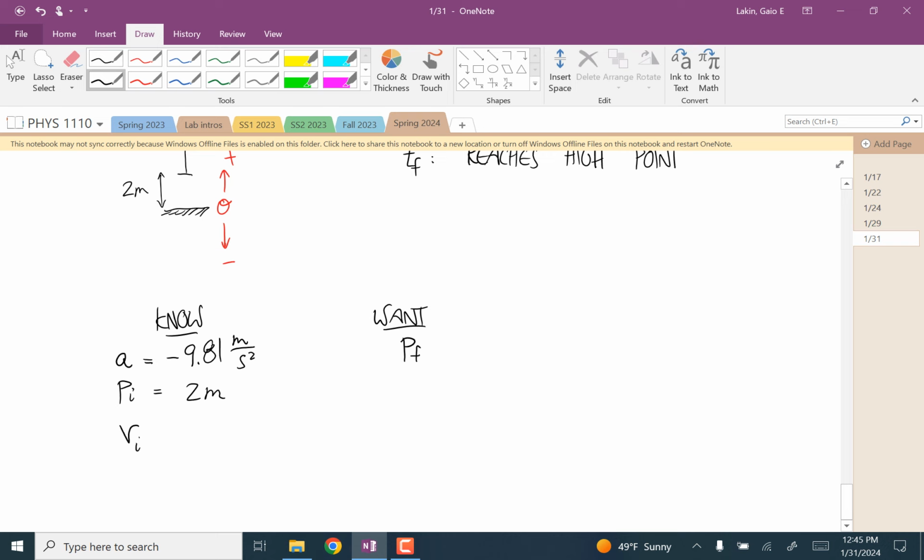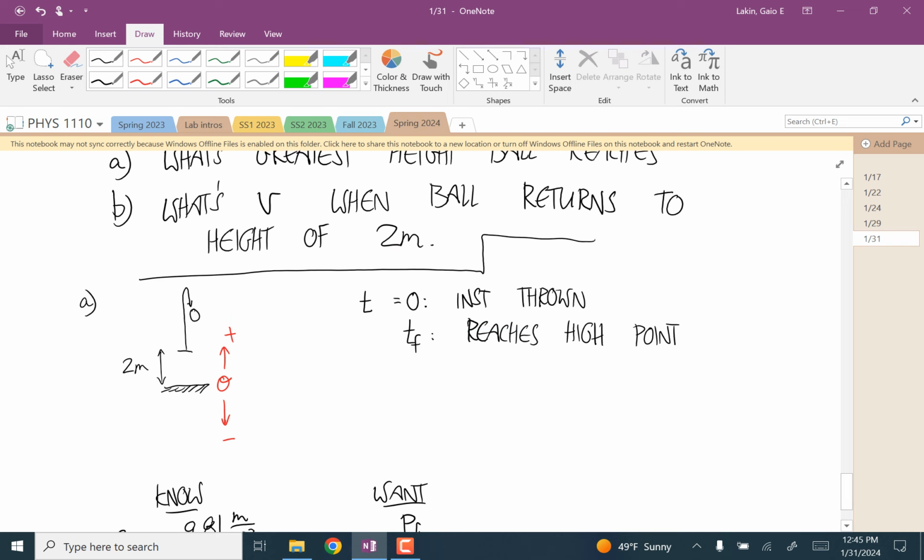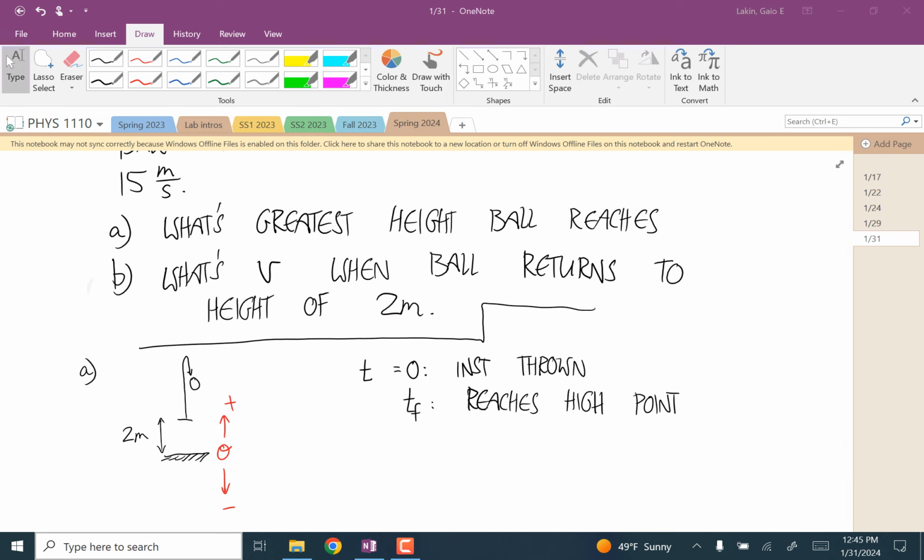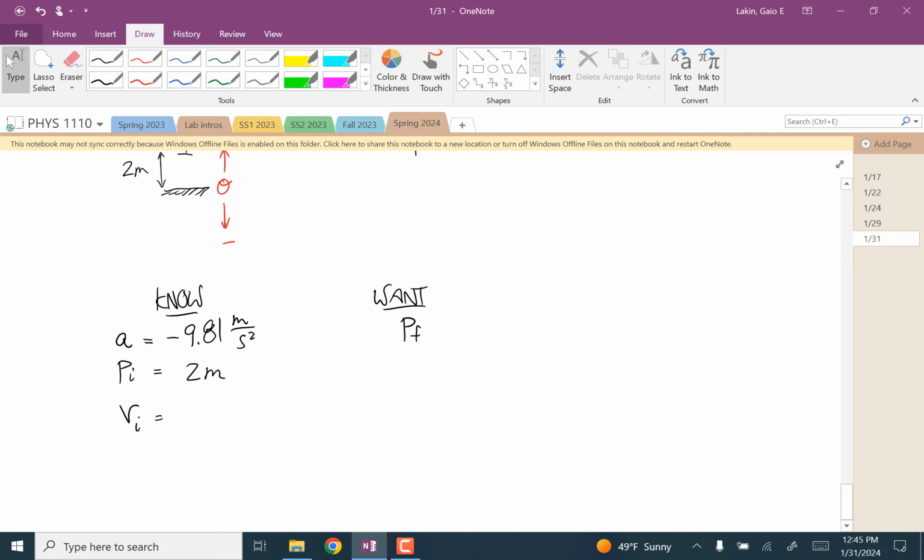V initial, I think it said 15, right? So V initial is 15 meters per second, and you have to think about what direction it's moving. This is moving up, so that's the positive direction, the way I have it set up. And then V final, since it's reaching the highest point at time final, this is equal to 0.